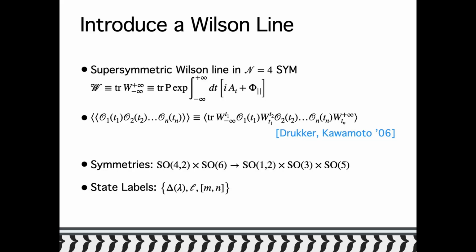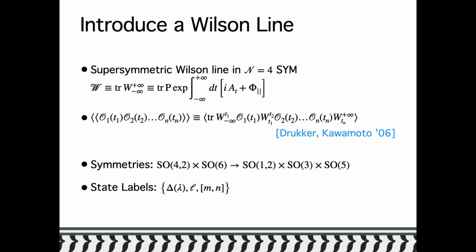So you can define an observable like this, where you make n insertions at n different points on the Wilson line contour. And this expectation value satisfies all the axioms that you would expect in a one-dimensional defect conformal field theory, as was shown by these two authors back in 2006. In this way, you can consider insertions on this Wilson line to be a one-dimensional defect CFT inside N=4 super Yang-Mills. In particular, what are the symmetries of this one-dimensional defect? The symmetries are the following.